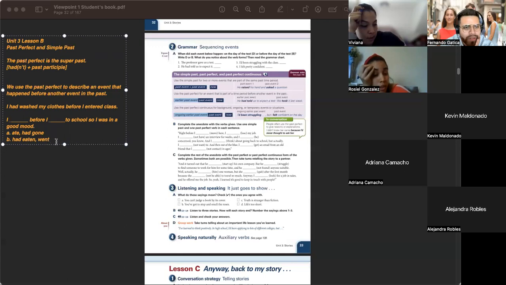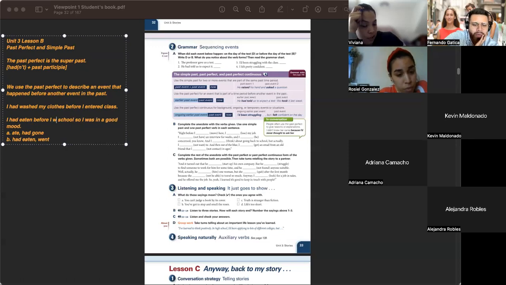What would make more sense here? Letter B. Letter B. Very good. I had eaten before I went to school, so I was in a good mood. In a good mood.